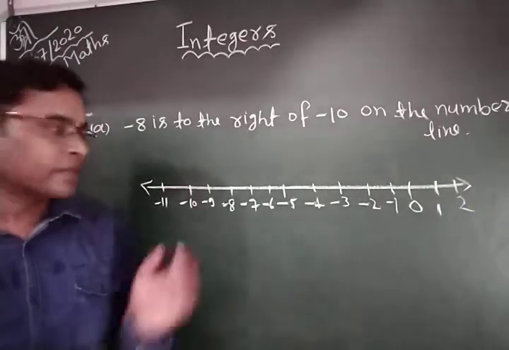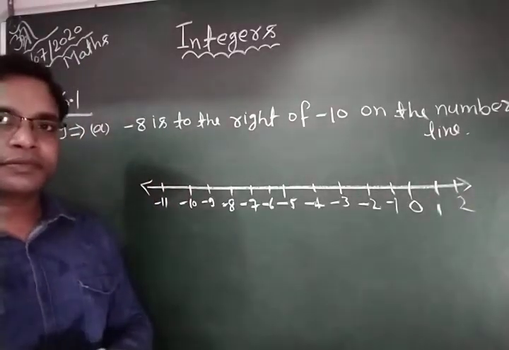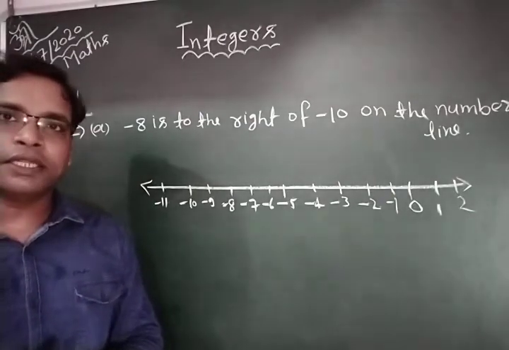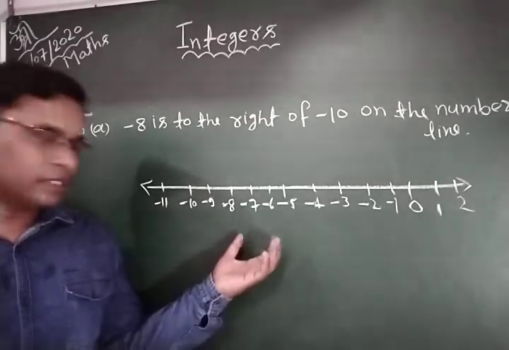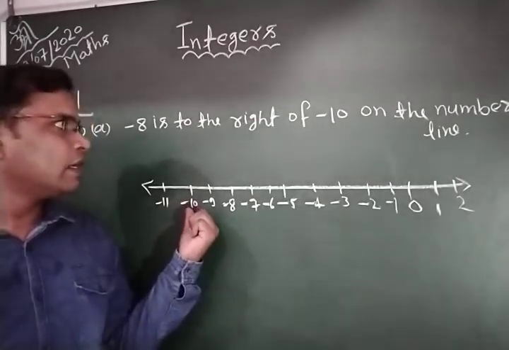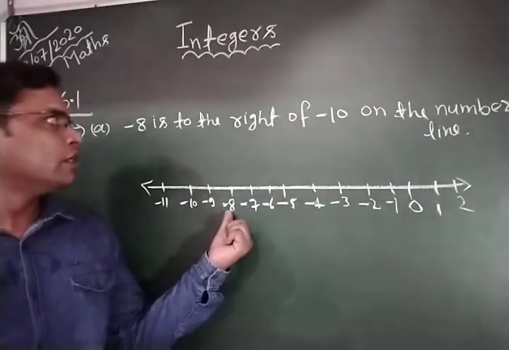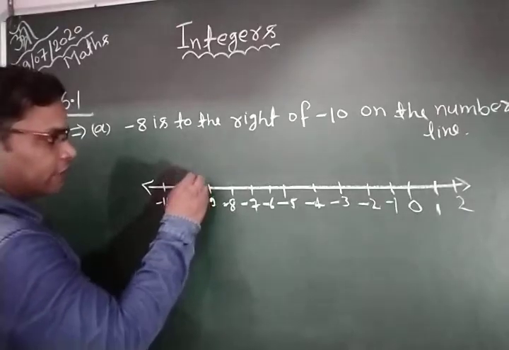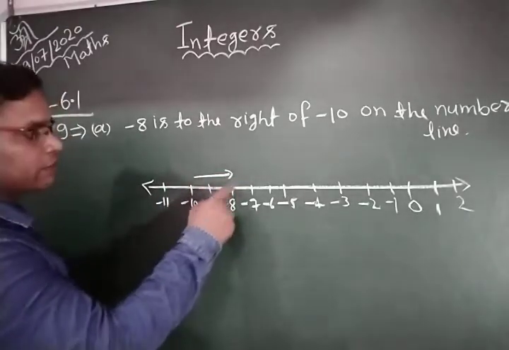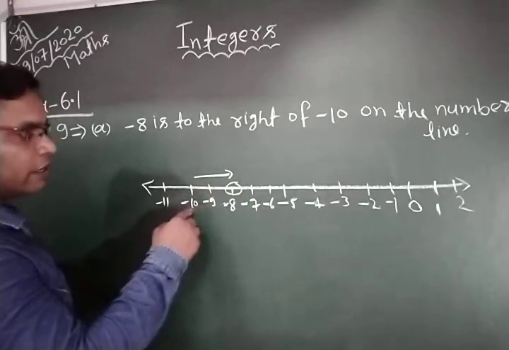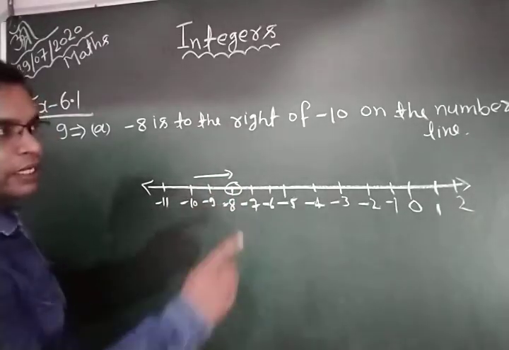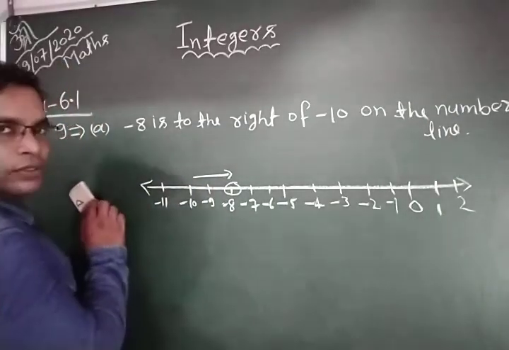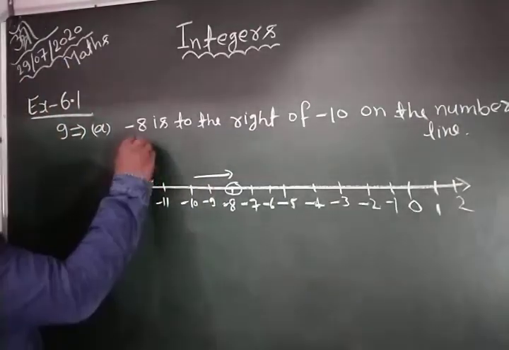The question is: -8 is to the right of -10 on the number line. Here is -10, here is -8. So -8 is to the right. Yes, -8 is to the right in this way. This is right: -8 is to the right of -10 on the number line. So this statement is true. You can write this statement is true. Clear?